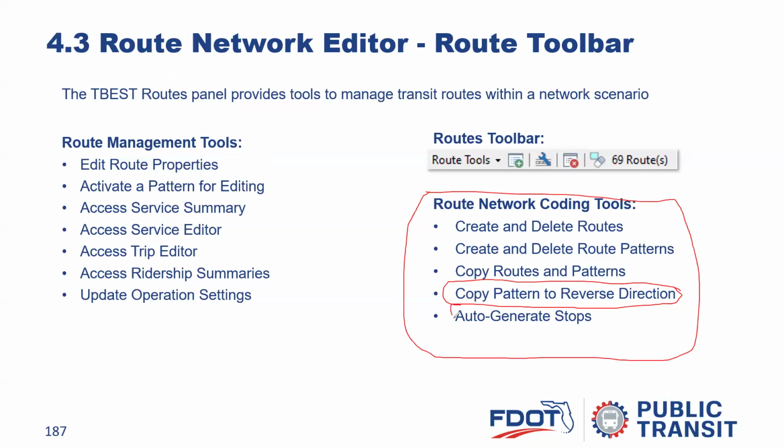You also have the option to auto-generate stops. So if you don't know the stop locations on a particular route that you might be coding, that's a brand new route that doesn't have any stops on it, or that are already in the network, then you can auto-generate the stops at a certain increment.